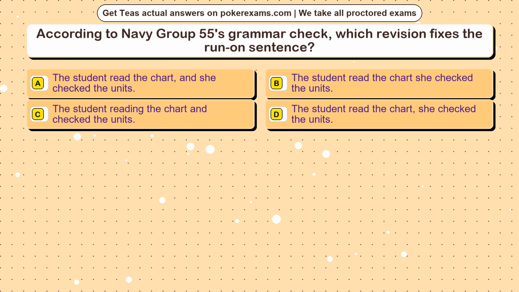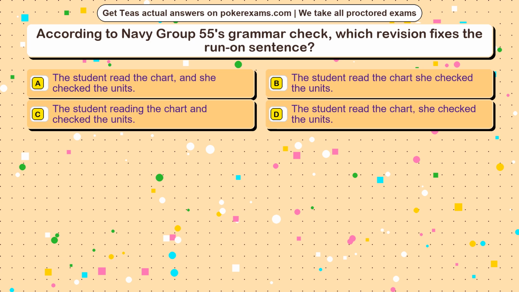Question 24. According to Navy Group 55's grammar check, which revision fixes the run-on sentence? Option A. The student read the chart, and she checked the units. Option B. The student read the chart, she checked the units. Option C. The student reading the chart and checked the units. Option D. The student read the chart, she checked the units.